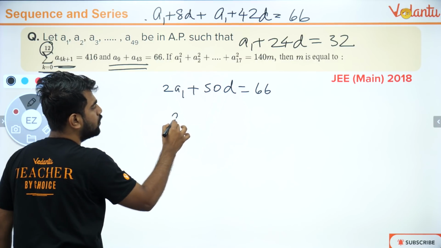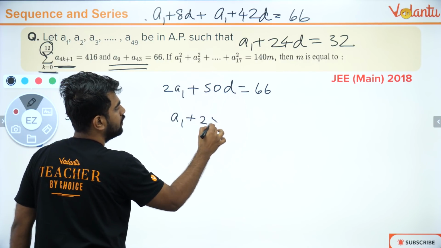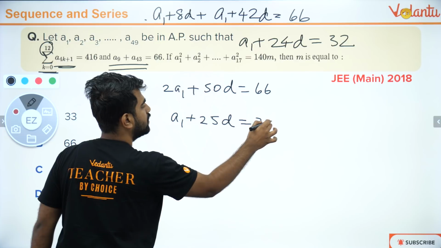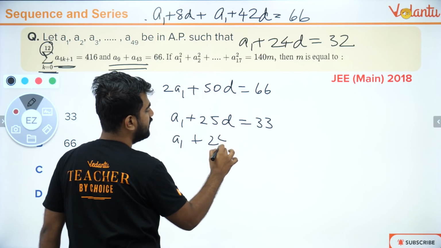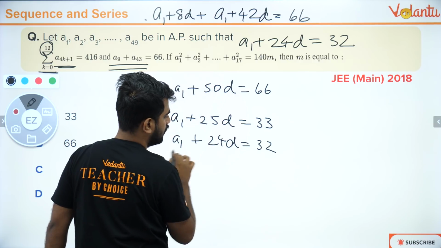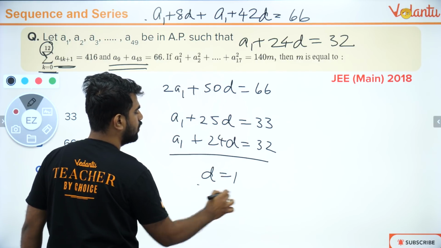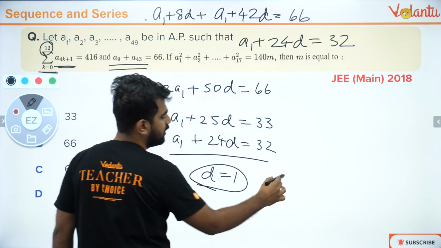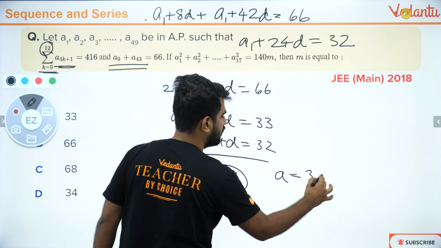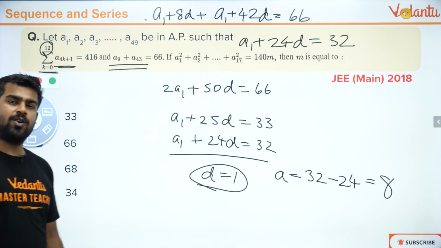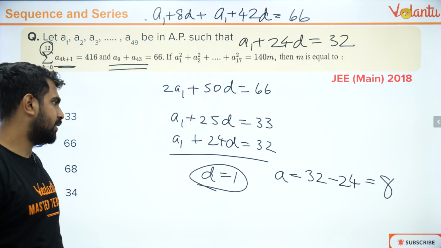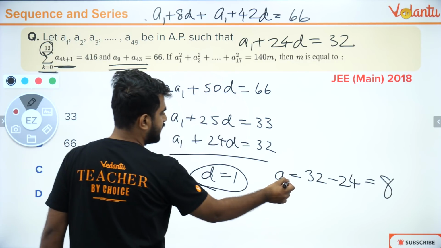So I'll divide by two tables. So I'll have a1 plus 25d is equal to 33, and I already have a1 plus 24d is equal to 32. So what is my d? My d is equal to 1. If my d is 1, what is my a? My a is equal to 32 minus 24, which is 8. So I got d, I got a. My question is done. a1 is 8 now.